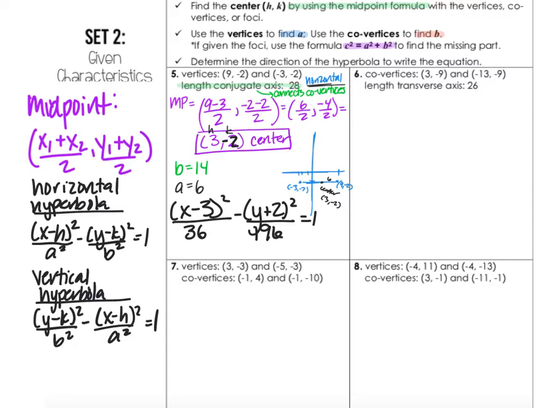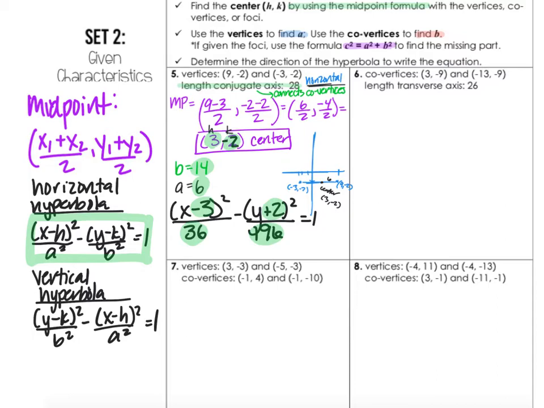That negative 3 came from that 3. Remember, you have to change the signs. This comes from 6 squared, and then this 196 comes from 14 squared. And all of that comes from this horizontal hyperbola formula here.